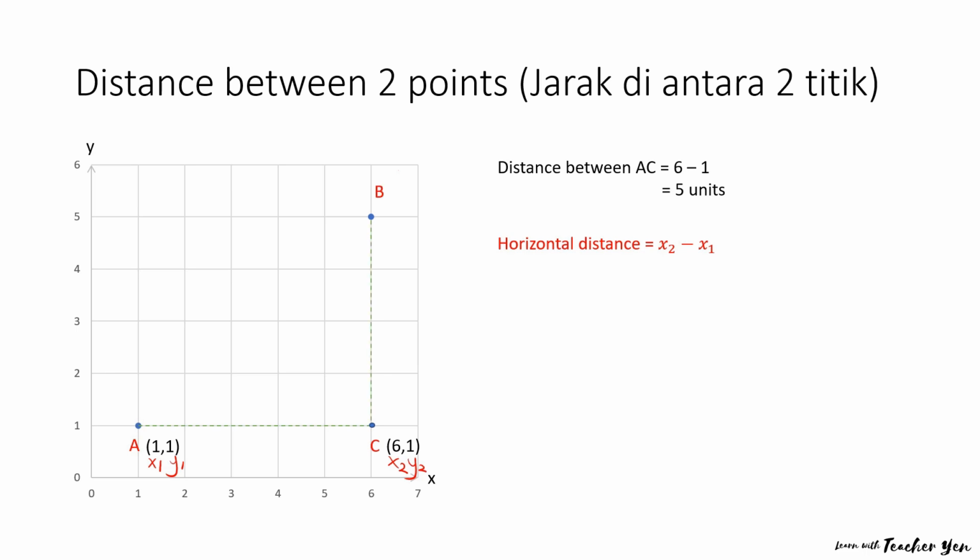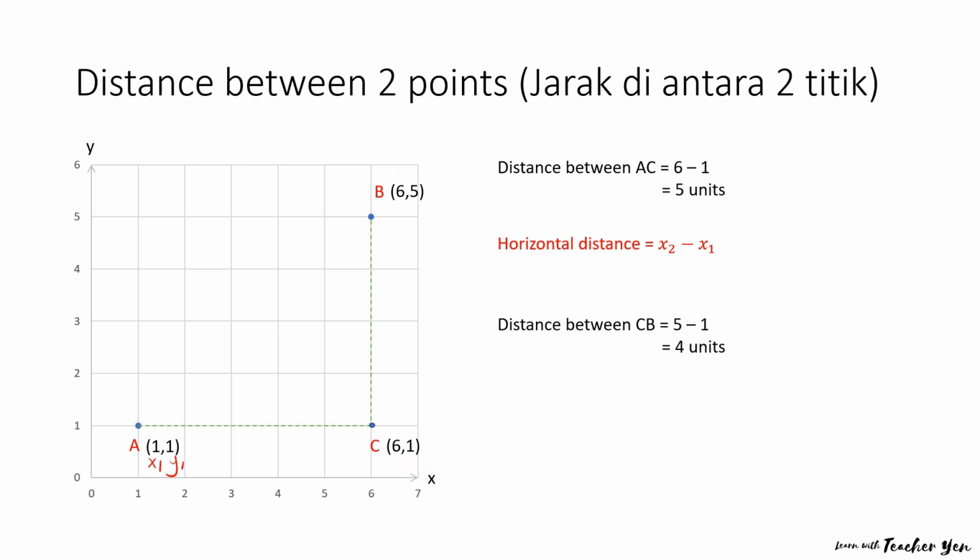Okay, to find the distance between point C and point B, look at the graph. This is 5 minus 1 equals 4 units. Similar to horizontal distance, you can also use the coordinates to calculate. The coordinate for point B is (6, 5).